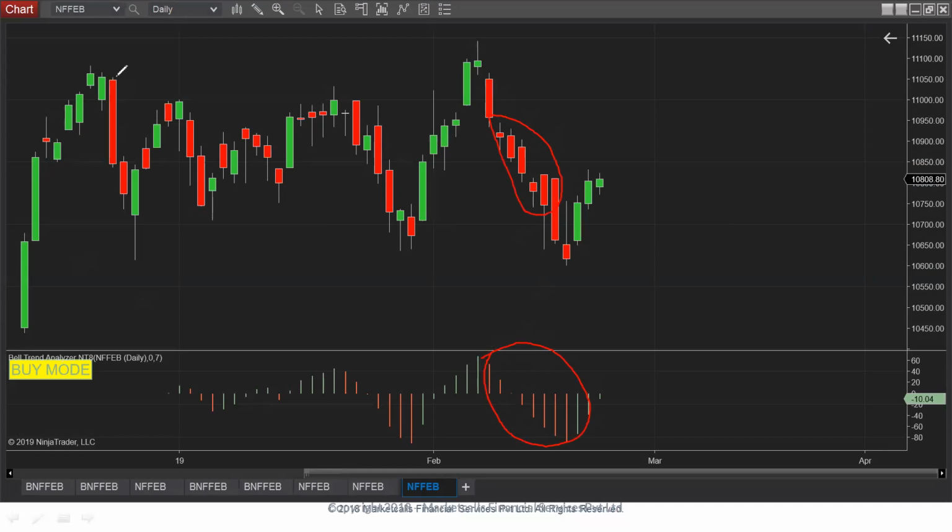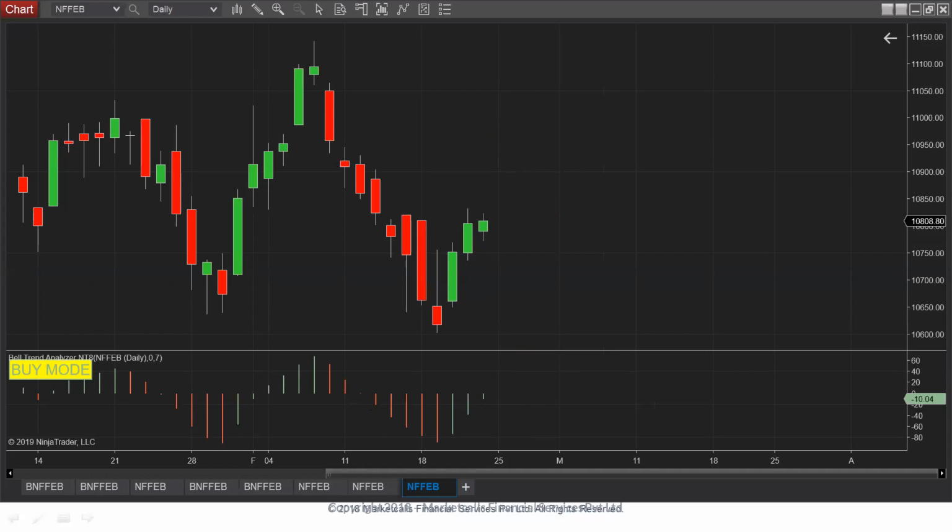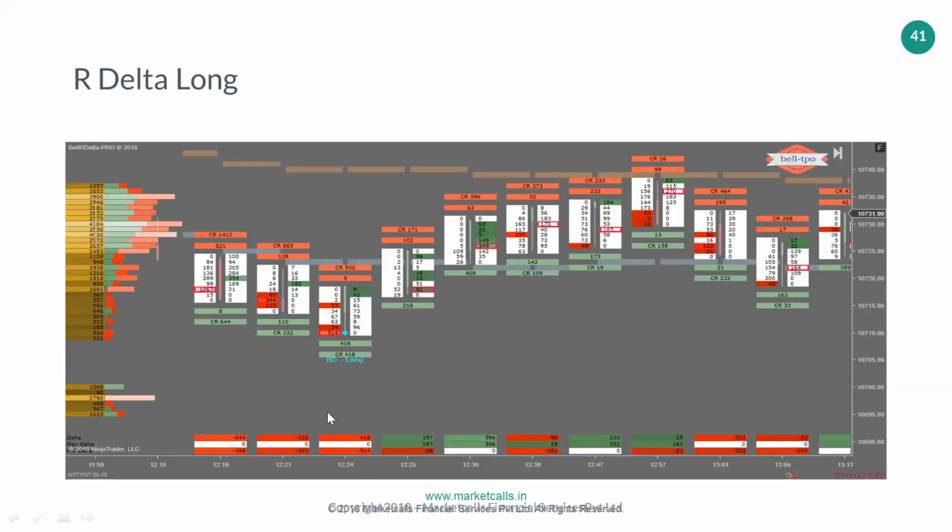So let's have a couple of examples during those February 10, 11, 12, 13 till 18. Let's see if any R delta shorts got generated. R delta shorts are the exact opposite of R delta long. Let's look into the theory session first, then we'll look into the live charts.